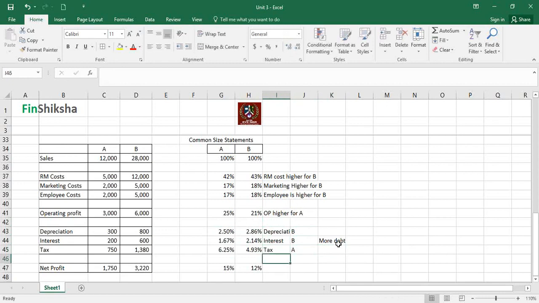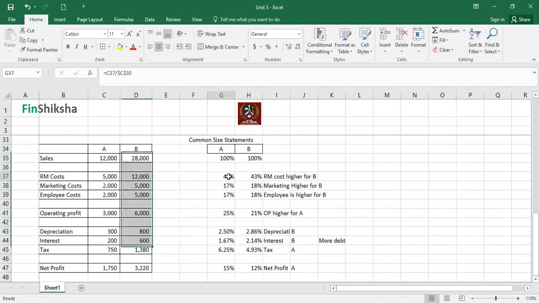The tax rate on an overall sales basis becomes higher for A. That's because obviously tax is calculated on profits. If your profits are higher, the tax number will be higher. But in general, the tax number is being calculated here as 30% of your pre-tax profits. So from that perspective, it is similar. Your net profit is higher for A. And so company A is more profitable when you compare it to company B when you look at common size statements.